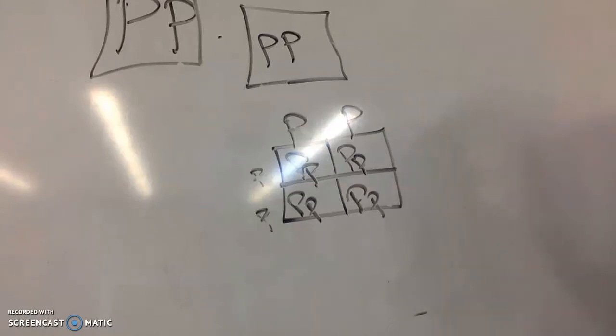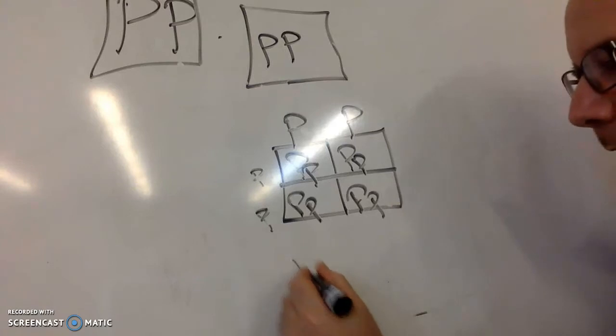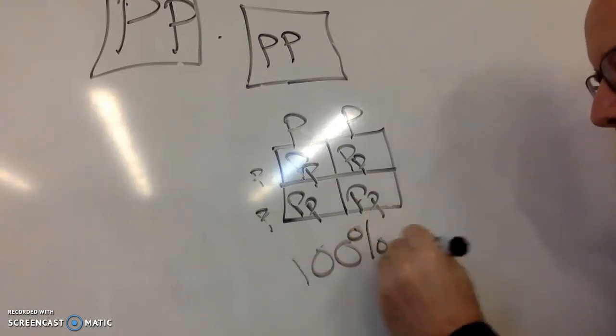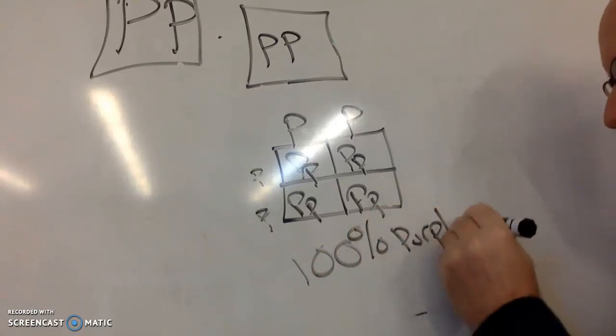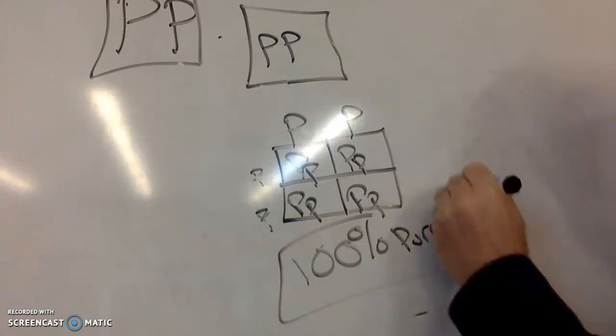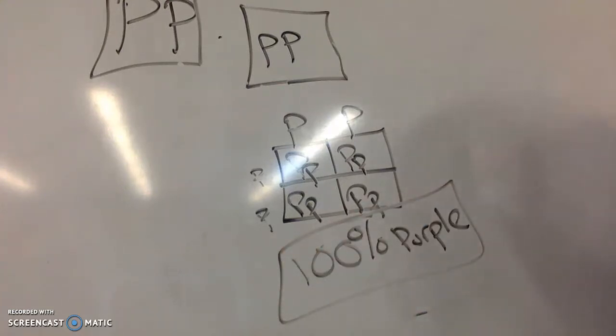What is the phenotype? What do those flowers look like? 100% of the offspring would be purple. Okay? And that's how you set up a Punnett square. But wait, kids, there's more.